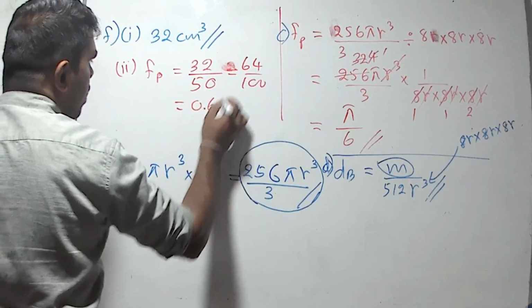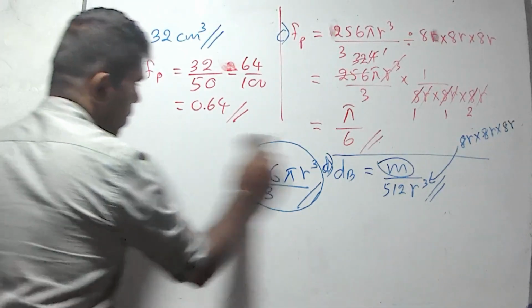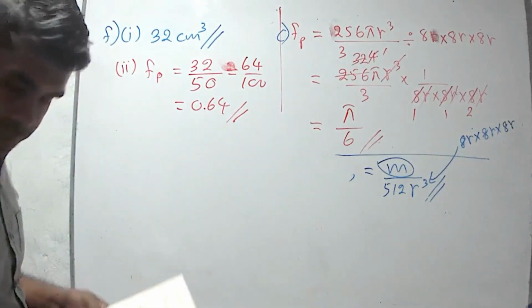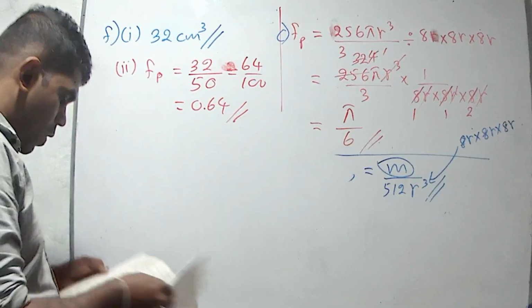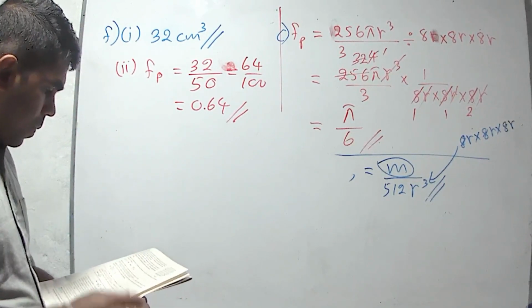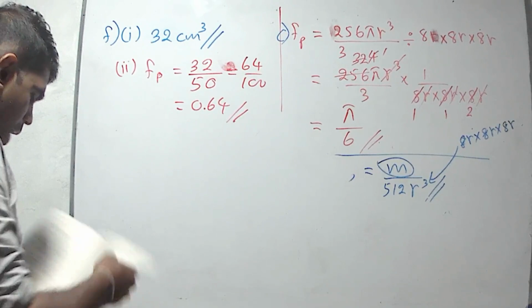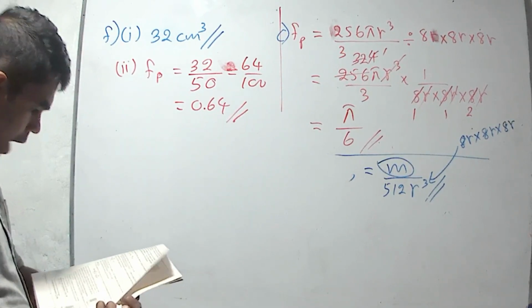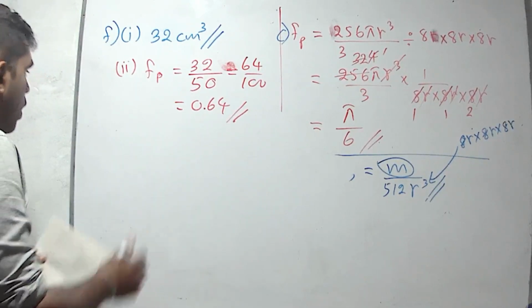It means 0.64. In part 3, calculate the bulk density of the green gas in kilogram per cubic meter. Now we have to use SI unit. Bulk density is total mass of material divided by the volume of the fully packed container. Therefore, we can consider the mass of the green gas, which is given as 3.8 into 10 to the power minus 2 kilograms.